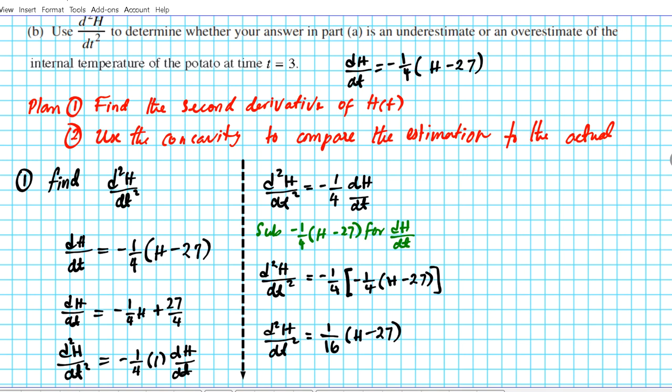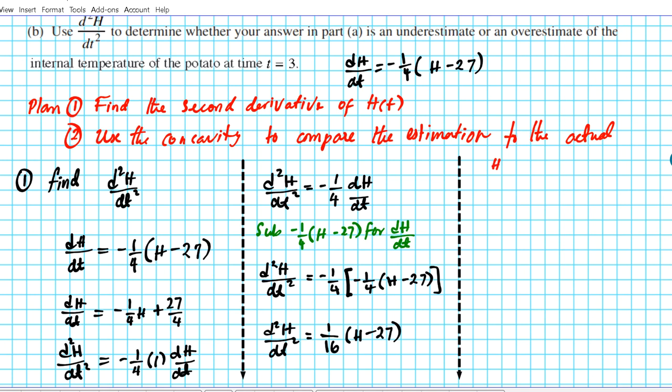Okay, all right, so there goes the second derivative. Now, based on this second derivative, is it an overestimate or underestimate? In order to do this, we're going to use our fun chart. Well, in this particular one, we're going to use our Hunt chart here. So let's take a look at that.